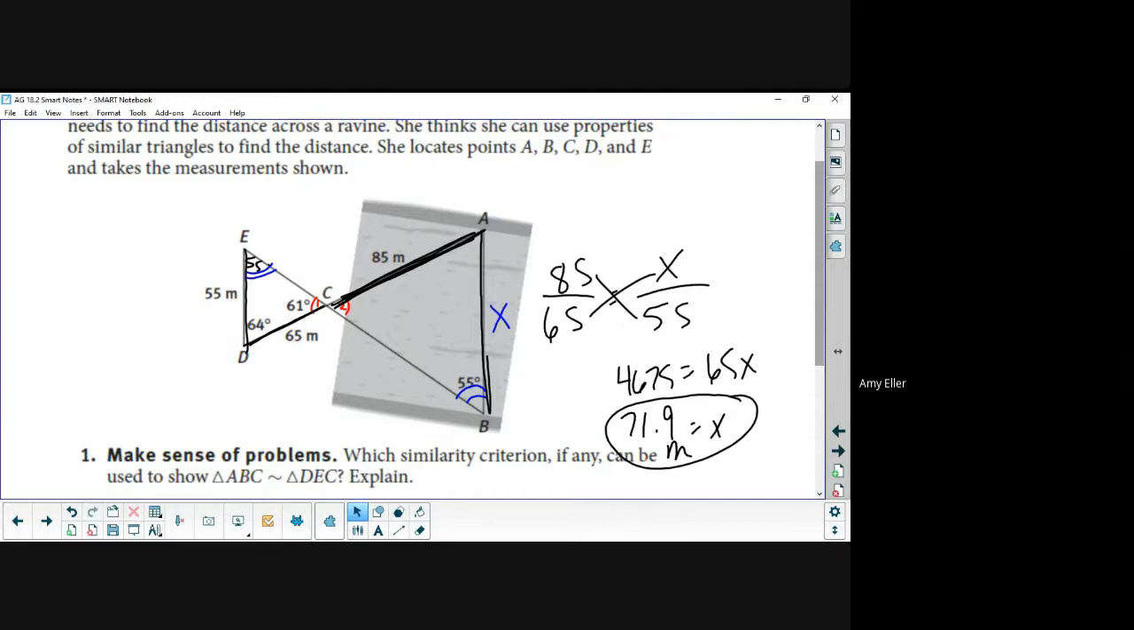So we've just figured out the distance across the ravine is 71.9 meters. Check, make sure that seems reasonable. I think it seems good. It's not like 200. That would seem way too big for the other numbers we have.